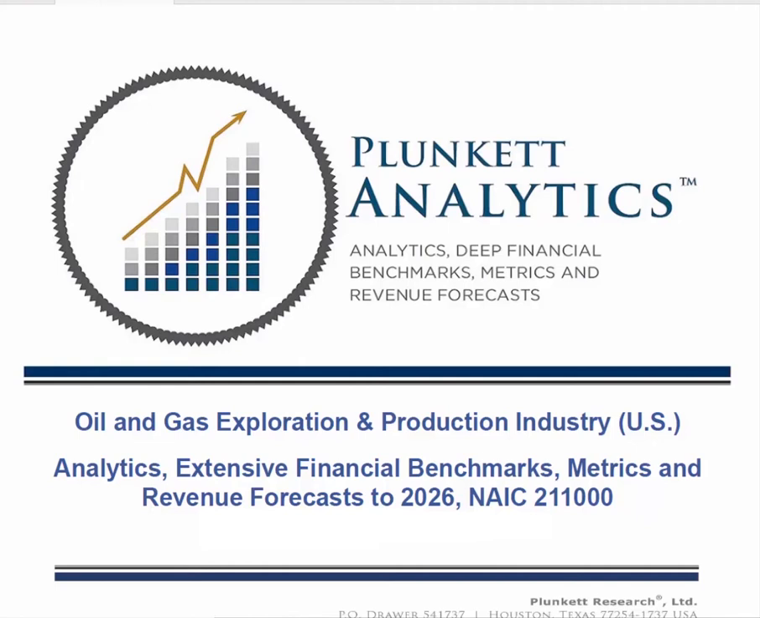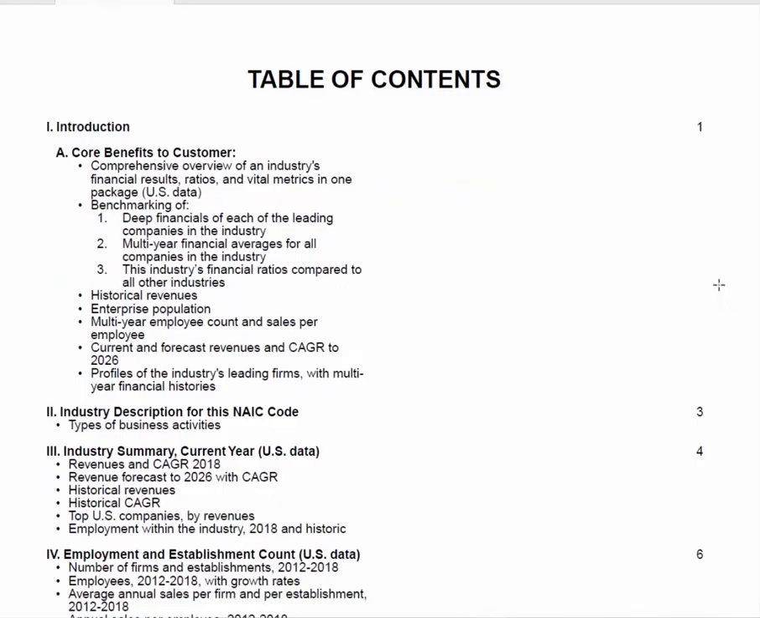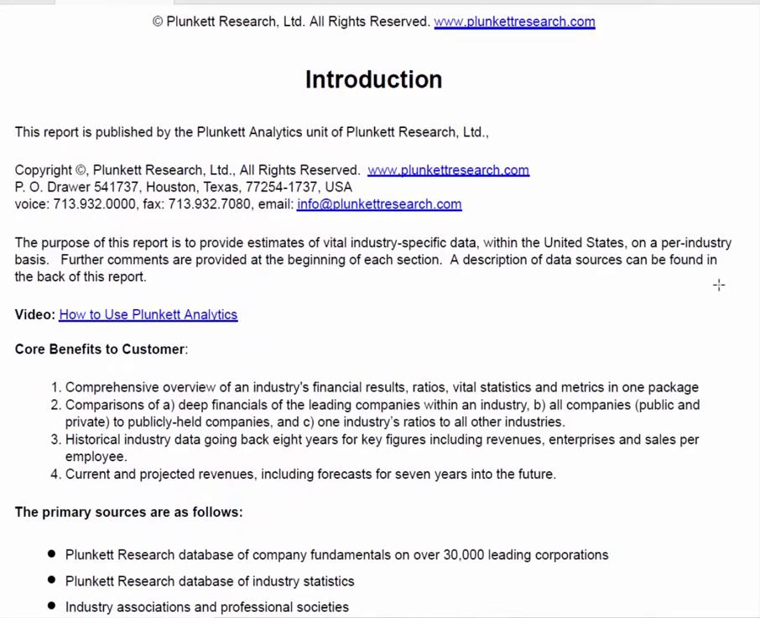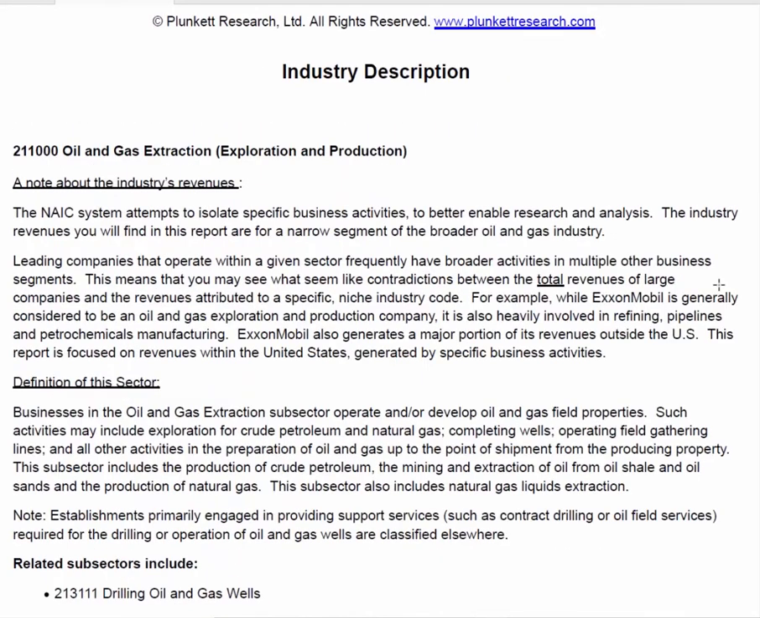And once you see the format and layout of one industry, you're going to understand all of them. That is, they all follow the same format. You'll find a lengthy table of contents in the front of each report, as well as an introduction, and you'll find a brief description of the industry itself. Notice that the reports are all based on NAIC codes, that is, North American Industrial Classification codes. And again, we cover 500 different sectors based on these codes.